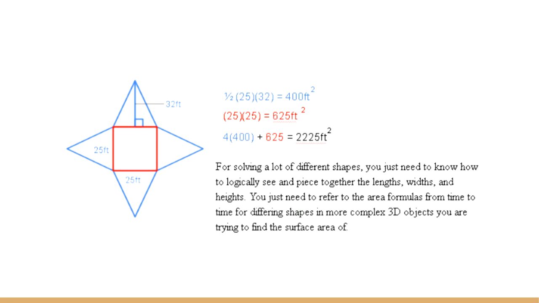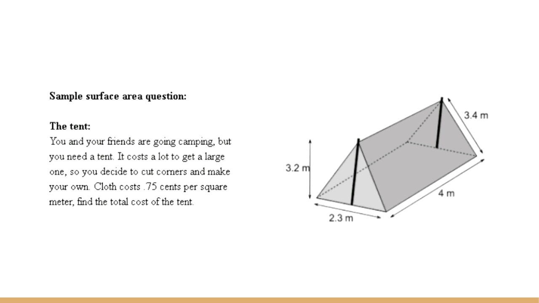I wrote a little note here. For solving a lot of different shapes, you just need to know how to logically see and piece together the lengths, widths, and heights. You need to refer to the area formulas from time to time for different shapes and more complex 3D objects you are trying to find the surface area of. For me, just knowing half base times height is the area of a triangle. Knowing the base formulas can help quite a bit. It's definitely a lot of memorization of the formulas, I think. At least with this kind of stuff.